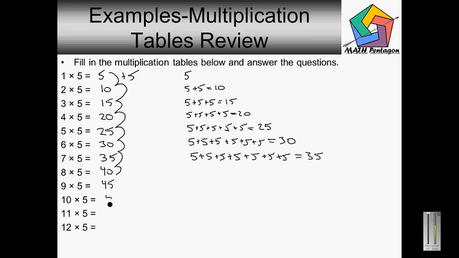10 times 5 is 50. 11 times 5 is 55. And 12 times 5 is 60. So as you can see, it's again increased by 5, plus 5.